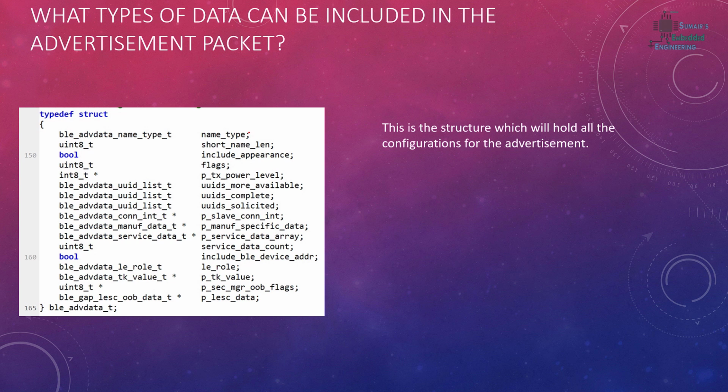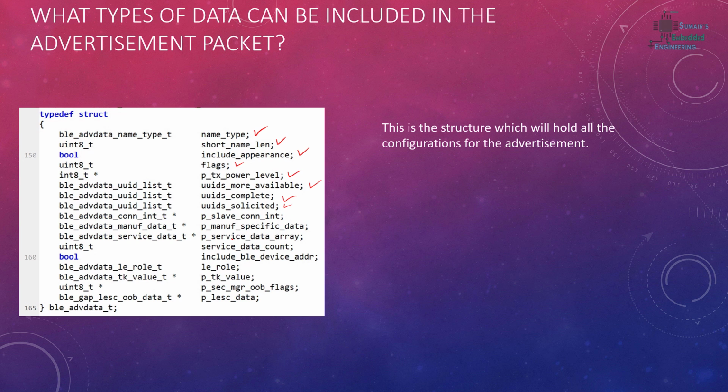We can see here we have a name type, we have short length, include appearance, we have flags, then we have a TX power level, like the transmission power level, then we have UUIDs. What is a UUID? I will explain this in the later tutorials. We will cover every single thing in this structure, don't worry. And this structure is basically holding all the basic values that we can transmit in our advertisement.